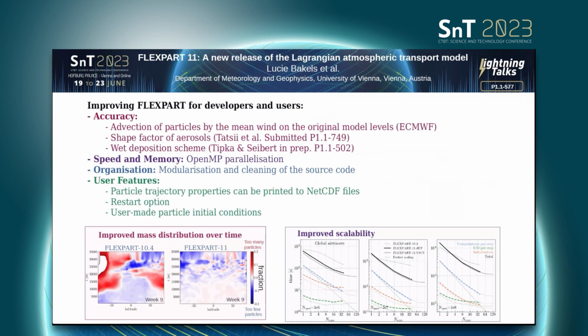Today I'm presenting a new release of the Lagrangian atmospheric transport model FlexPart. In this new release, we focus mainly on improvements in the accuracy, both numerically and physically, in shape and vector position, as other people will present, and in the speed and memory efficiency. Then also we looked at reorganizing the code a bit so it is easier to modify for new users, and added some new user features.